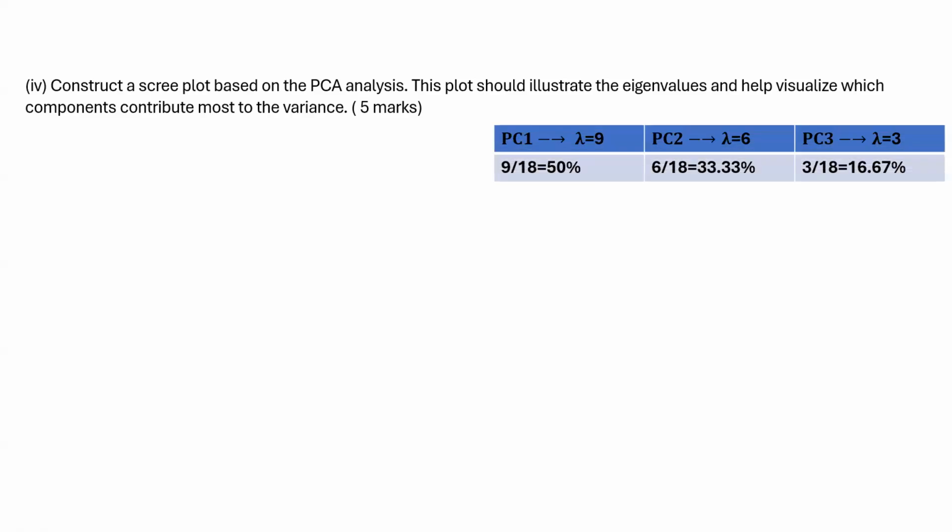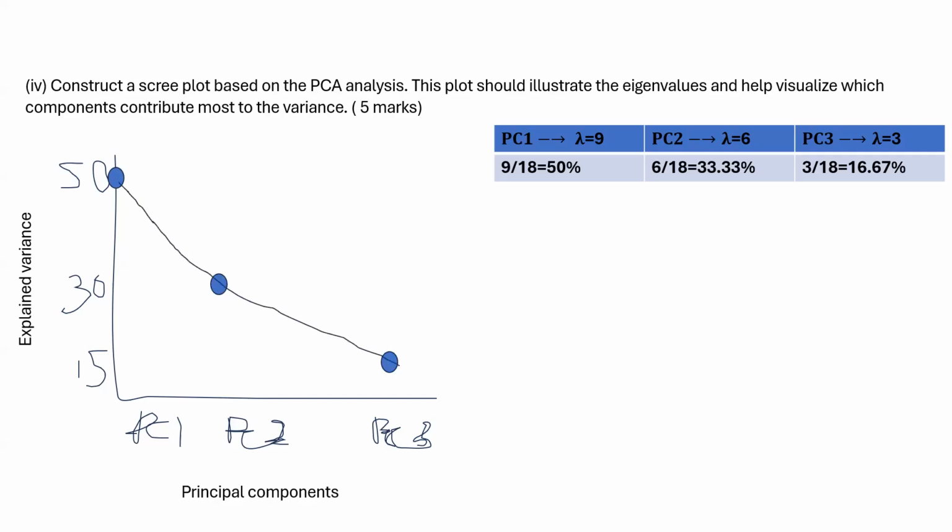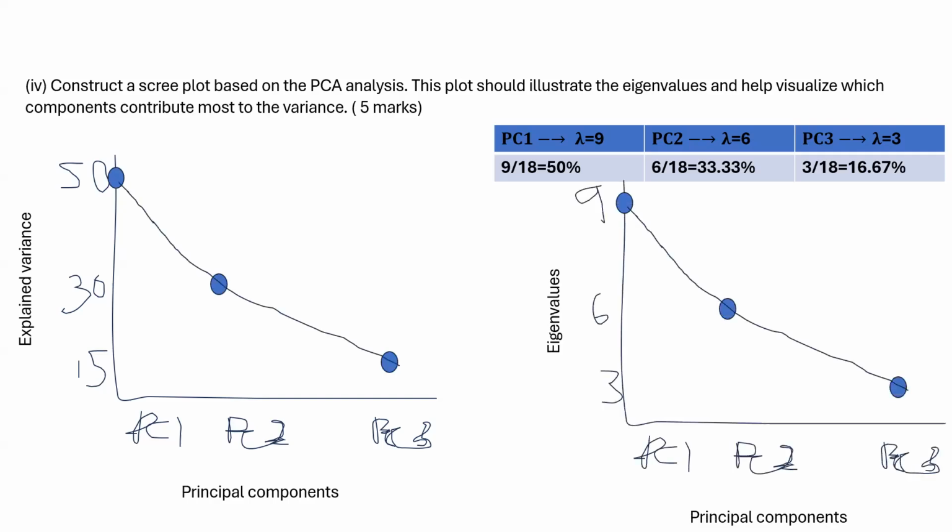If you do that here, what you're going to end up with is this graph, where you have the x and y axes, and you're going to have the explained variance and the principal components. So you're going to have 50%, 30%, and 15%, or close to 16%. Then you're going to have PC1, PC2, PC3 on the x-axis, and you're just going to put the dots: for PC1, for PC2, for PC3, and then you just drop. That's the scree plot. Again, that's exactly the same when you have the eigenvalues.